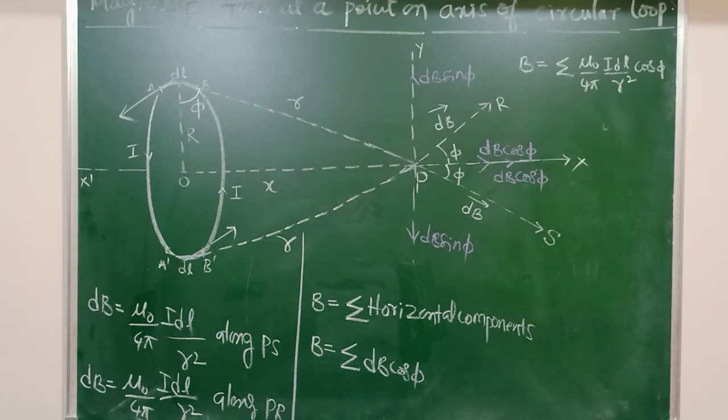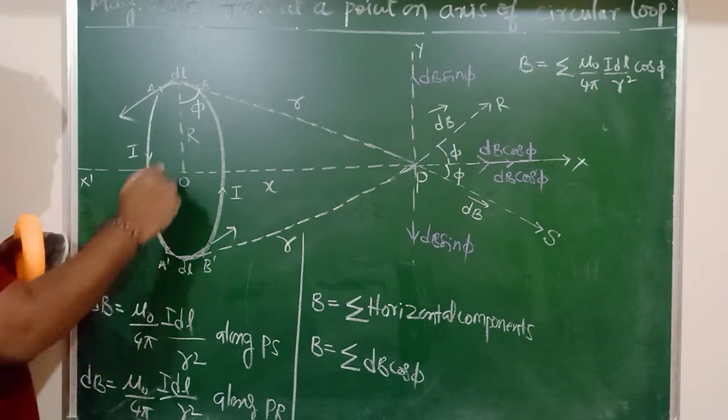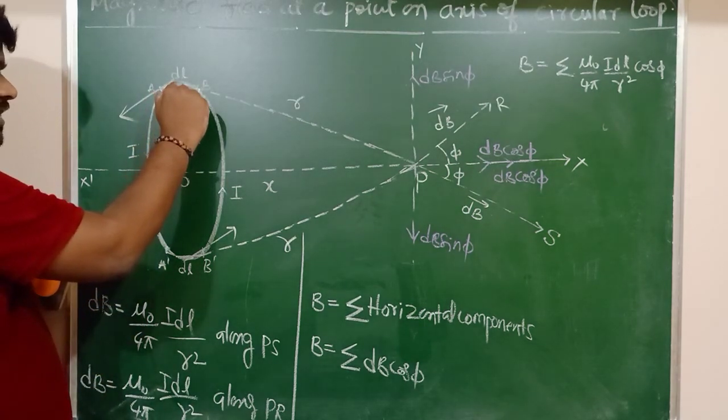If that is phi, you can define cos phi there, in that triangle. Which triangle? This triangle. You can consider this as dl.